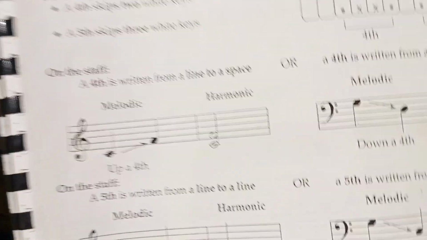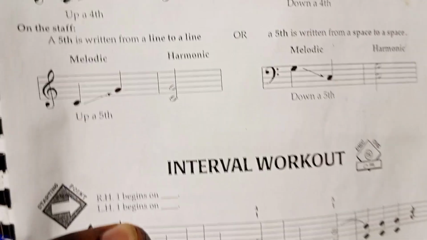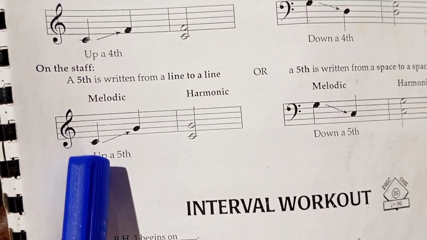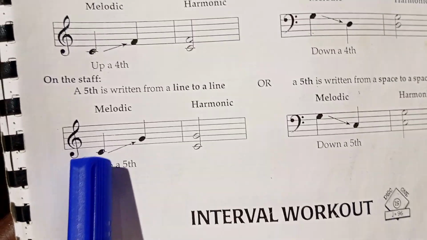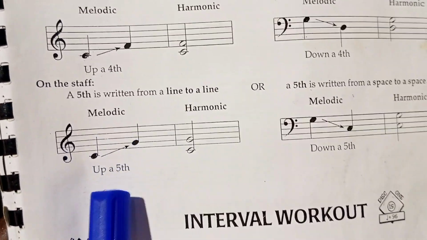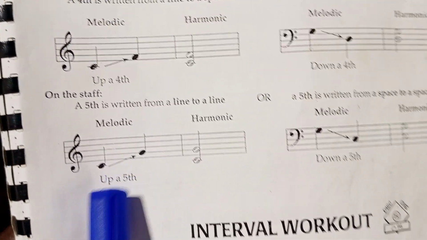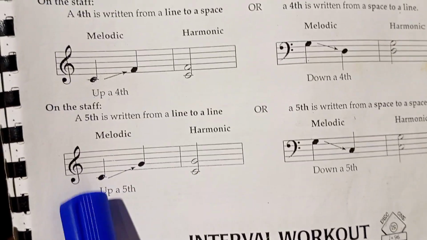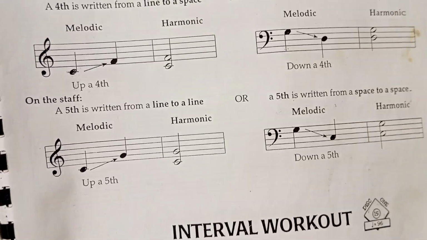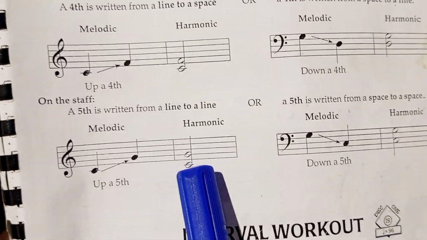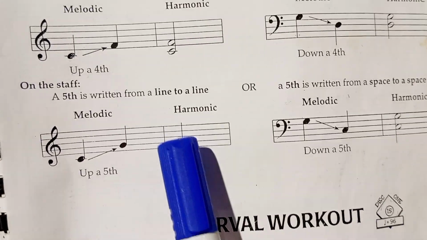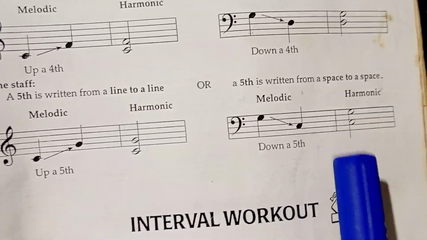Okay, let's look here again. Melodic interval, when we start at middle C to G, we have a fifth interval. So that is up a fifth melodic interval, meaning you play C note, then you play G note. Then here, meaning you're going to play them at the same time. You play C and G together at the same time.